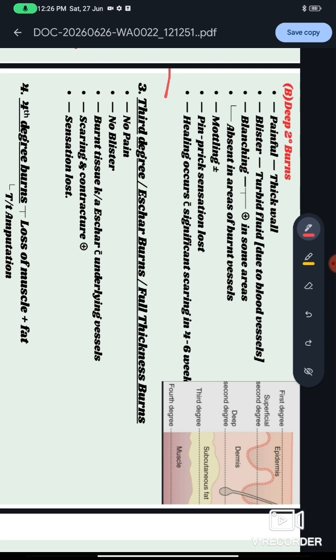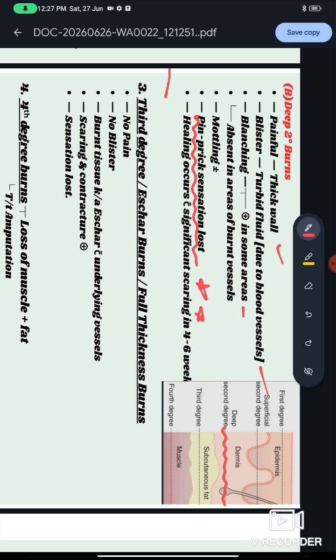So the deep second degree burns. Deep second degree burns almost involve the entire thickness of the dermis. So again it is painful because nerve endings are exposed. Blister formation occurs because of damage to blood vessels. Blanching is seen in some areas. Mottled appearance is seen. Now another thing is that pinprick sensation is lost.